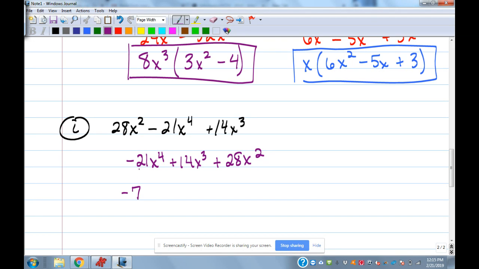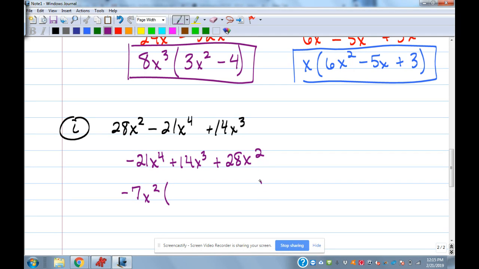Now we need to get the letters. How many do we pull? Got 4, 3, and 2. 2, smallest set. Remember, always going to pull the smallest set if everybody's got them. Right? So there's the x squared coming out.